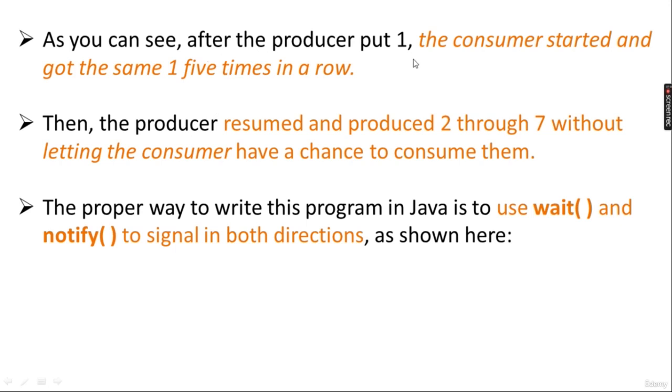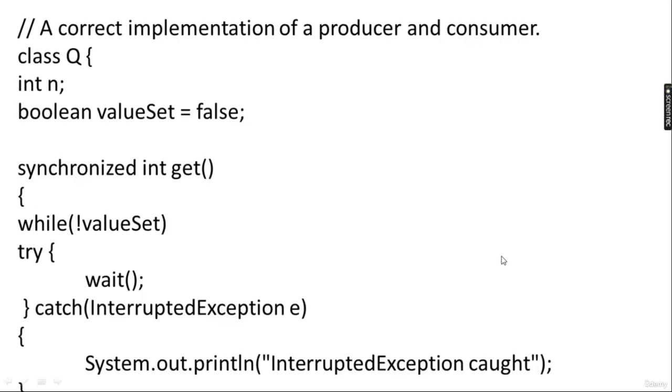After the producer put 1, the consumer started and got the same 1 five times in a row. Then the producer resumed and produced 2 to 3, 7 without letting the consumer have a chance to consume them, even though both are synchronized methods. So this is not expected at all. The proper way to write this program is to use wait and notify to signal in both directions as shown here. So we will modify this program now.